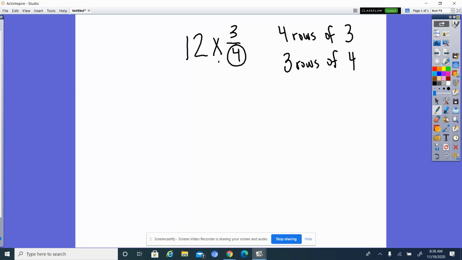Which should we do? 3 rows of 4? Okay. Now what do I need to do? Yep. Need to make it into a rectangle. And I'm going to cut it into what size pieces? 4. So which way can I cut it into 4? Down. 1/4, 2/4, 3/4, 4/4.